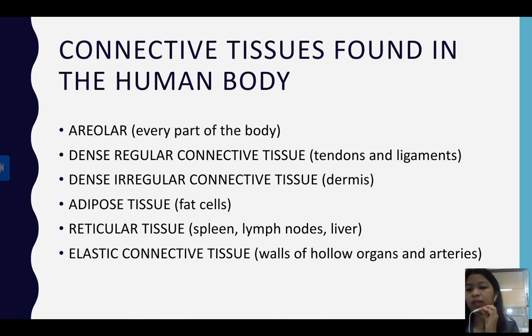Okay, and then this type of tissue uses a thinner variety of collagenous tissue. So yung reticular, more on collagenous siya. Next, we have here elastic connective tissue. So it is found at the walls of hollow organs or arteries.